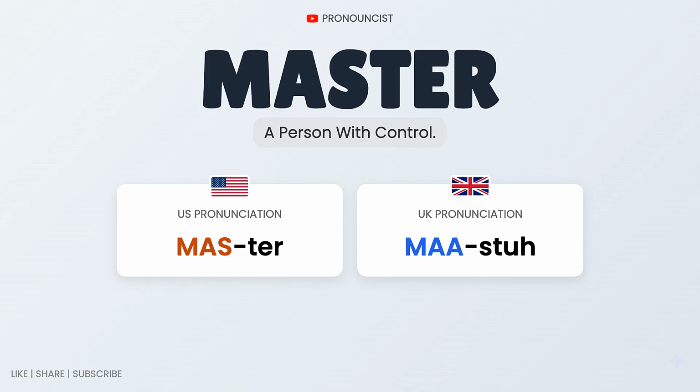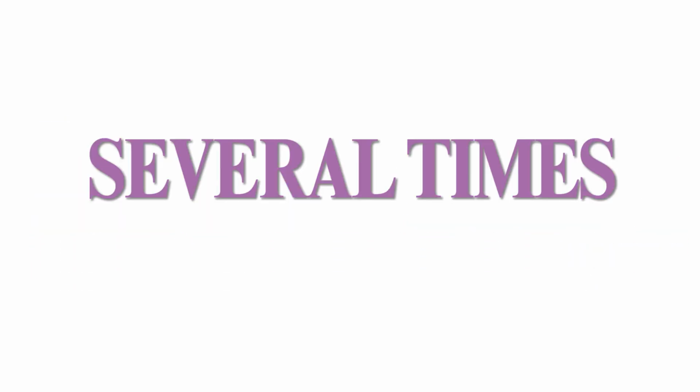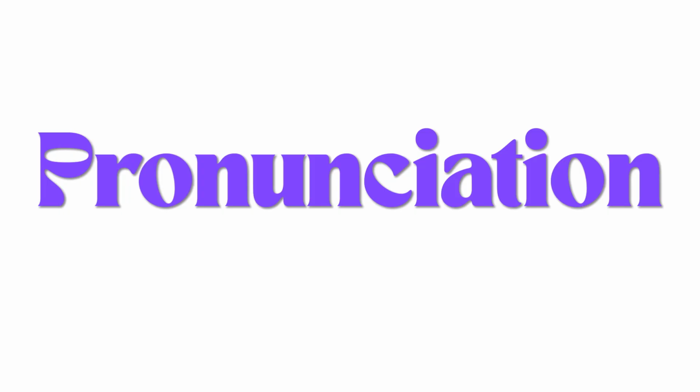Practice repeatedly and you'll soon be able to say this word perfectly. The best way to practice is to repeat the syllable multiple times. The meaning of the word is one who controls. Try repeating this word several times to improve your pronunciation.